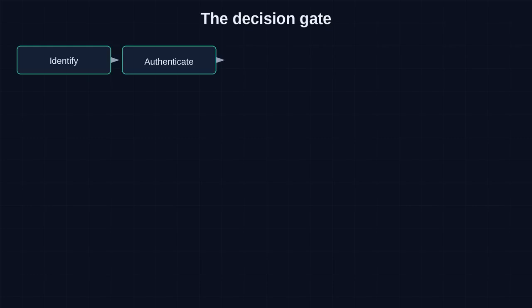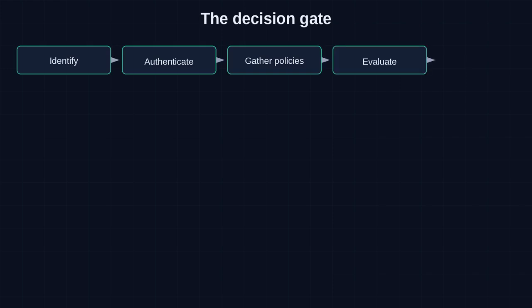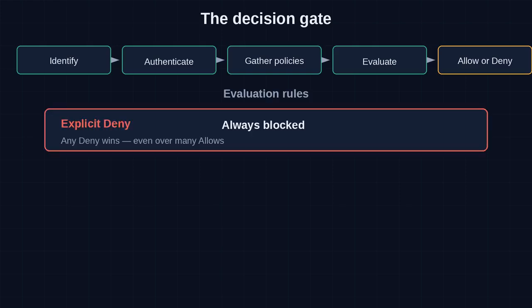Now the request hits the decision gate. Watch the workflow. First, identify who is asking, a user, a role session, a federated identity. Second, authenticate them. Third, gather every applicable policy, identity policies, resource policies, permissions boundaries, if any. Fourth, evaluate. Fifth, either grant the action on the resource or refuse it.